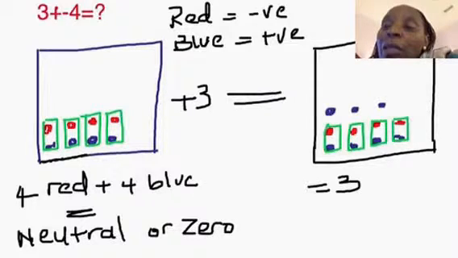So here you start with 4 blue, or positive, and 4 red. You can see 1, 2, 3, 4 red, 1, 2, 3, 4 blue. And since we have 4 red and 4 blue, now we have a neutral charge. Now we add 3. When we add 3 to those 4 red and 4 blue, we are left with 3, so we have a positive 3 there.